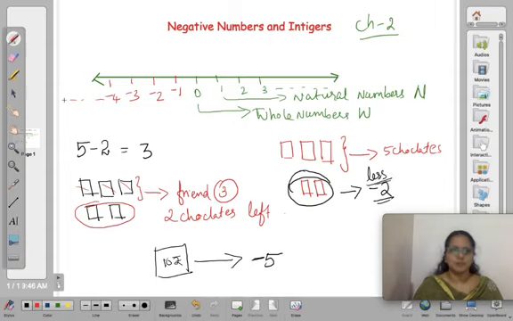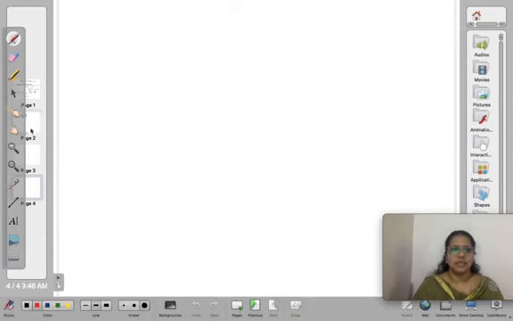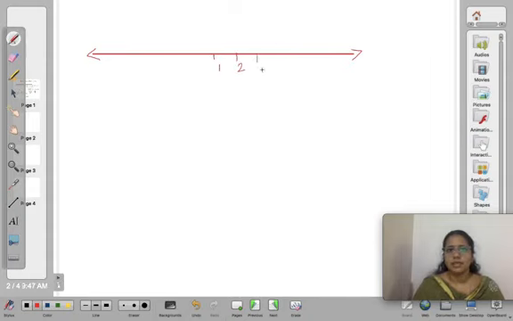Is it clear now? Okay, let me draw another line. So this is our number line. I told you 1, 2, 3, etc. are called natural numbers, and when we include 0, you get whole numbers, and when you mark -1, -2, that are the missing numbers, these are called negative numbers. Below 0, negative numbers.